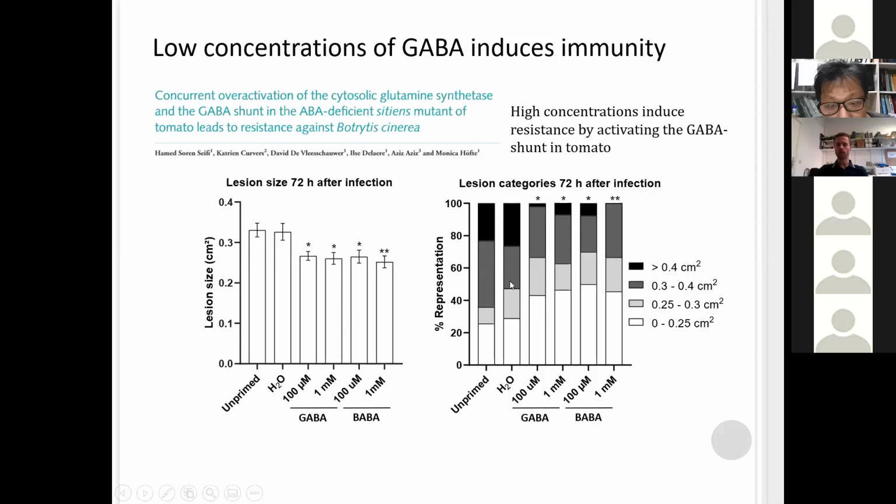If we look here at the disease severity classes, we can see that for both 100 micromolar and 1 millimolar GABA treatments, the majority of the lesions fell into the lower two classes, which were lesions representative of smaller than 0.3 square centimeters, whereas in the control plants, the majority of the lesions were in the upper two classes, representing lesions larger than 0.3 square centimeters. This is interesting. It suggests that maybe GABA metabolism and signaling can be separated depending on the concentration of GABA present in the specific location of the cell.